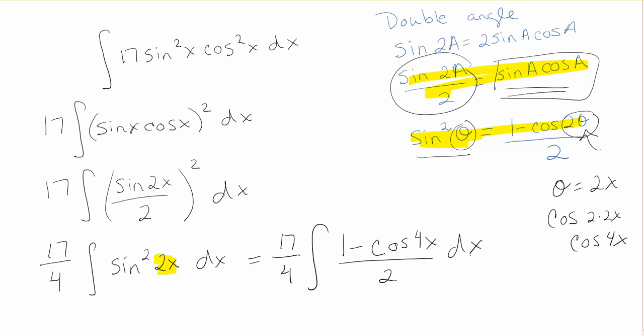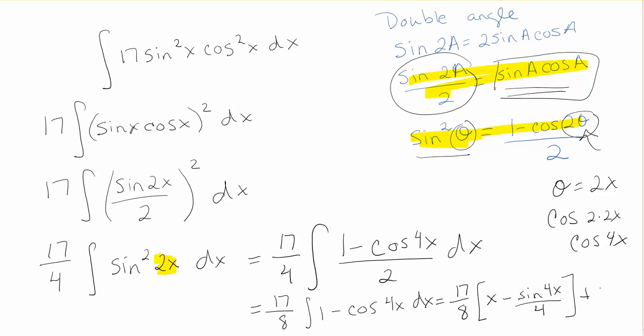Okay, and so finally, that's just a little integral that we might have learned how to do in Cal 1, right? This is going to be equal to, I'm going to bring the 2 out in front, so that's going to be 17/8 antiderivative of 1 minus cosine 4x dx. So this is 17/8. The antiderivative of 1, of course, is just x. And the antiderivative of cosine 4x is going to be sine 4x over 4. And then we'll have the plus c. And if you want to distribute the 17/8 through, you can, or you can just leave it like that.